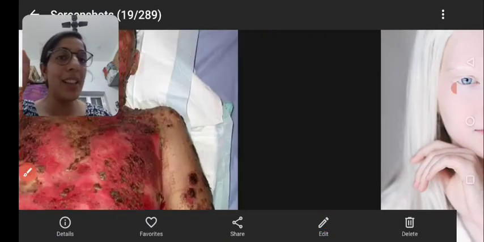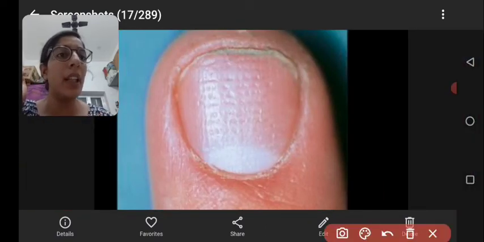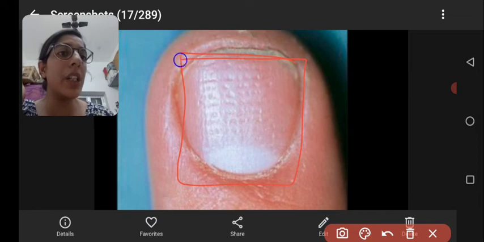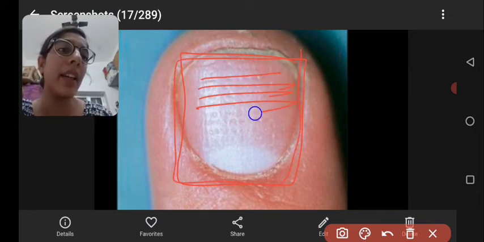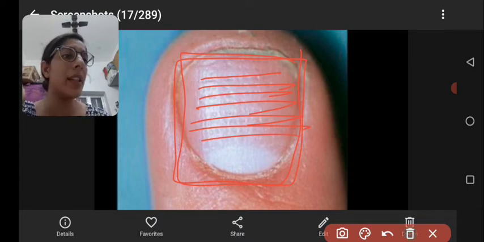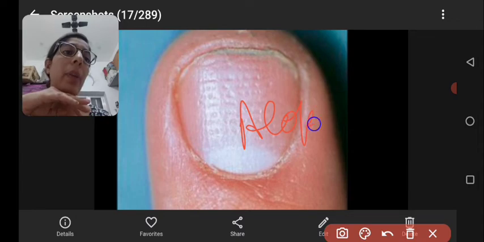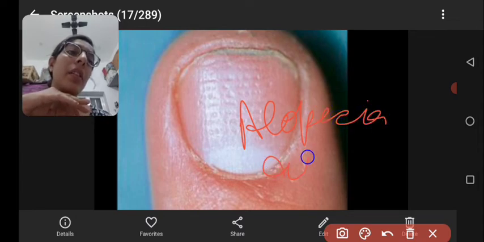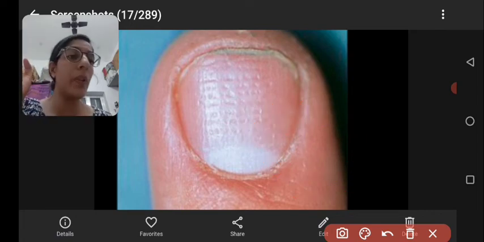We have already done this. Yes, already. This is the important thing. Look at the nail changes. Here the nail changes are seen in a line, in a geometrical pattern. This is present in alopecia areata. Okay, in which is this seen? In alopecia areata, which is also known as an autoimmune disorder.